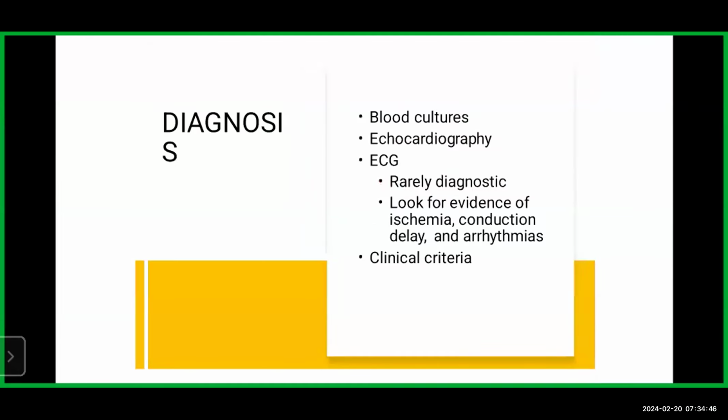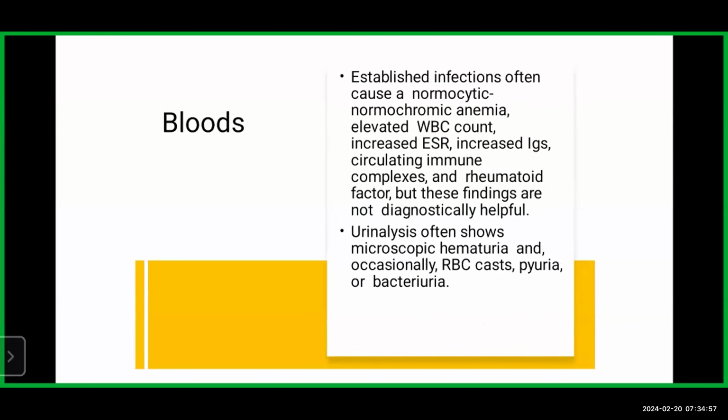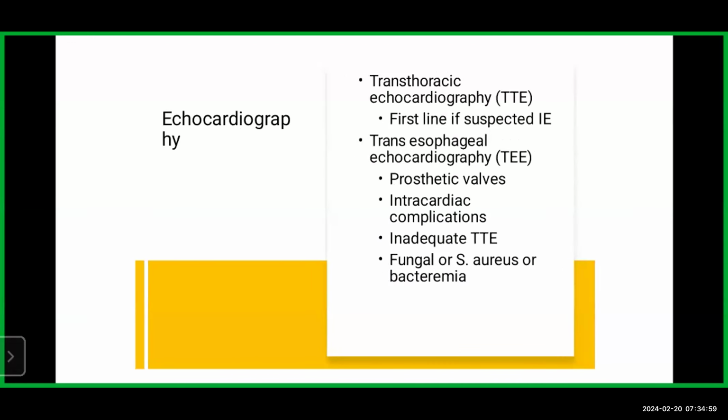Okay. How do we diagnose IE? Of course, important are blood culture and echo. Then other things include ECG. Then, of course, we talked about the Duke's criteria. Okay, transthoracic echo is first line if IE is suspected.